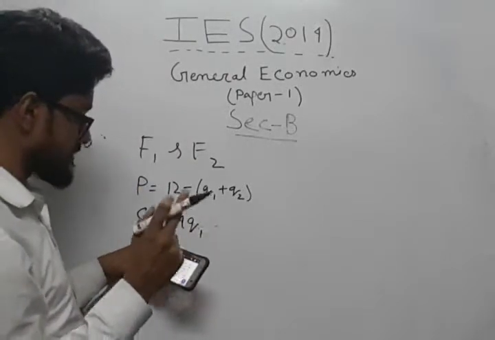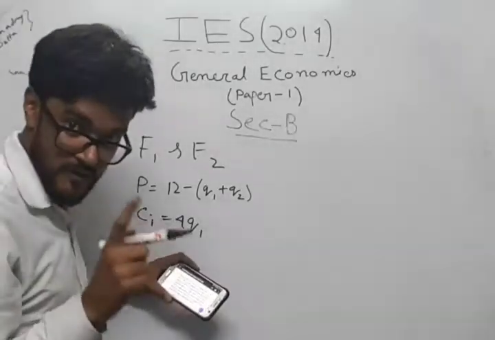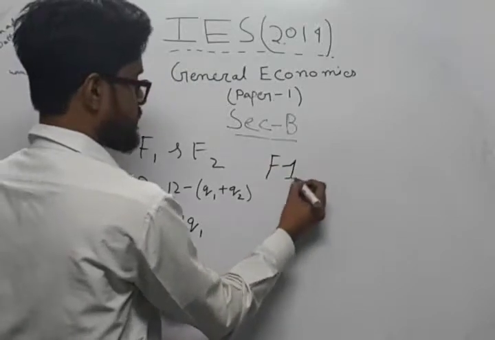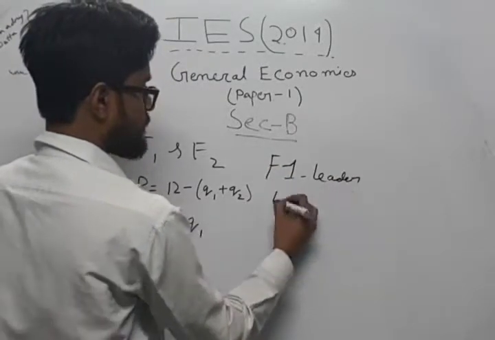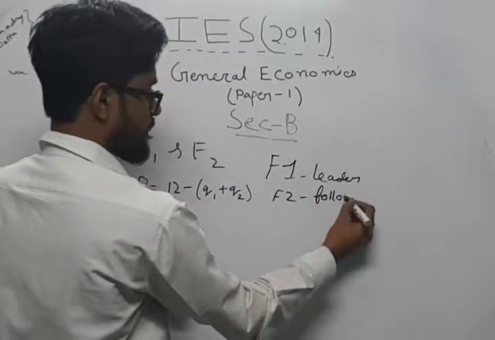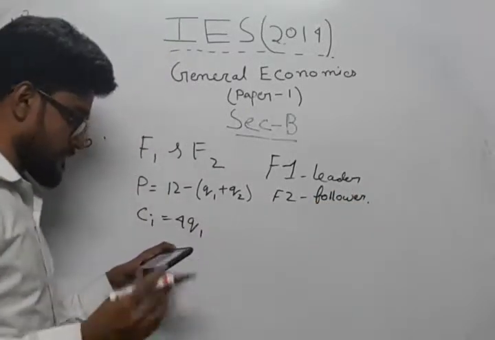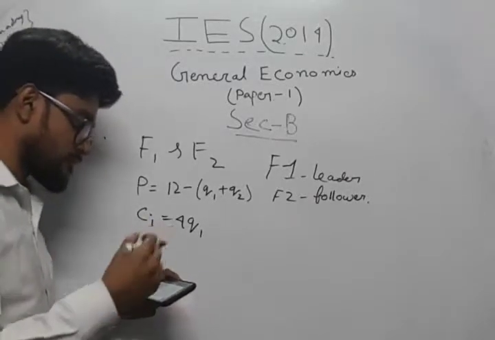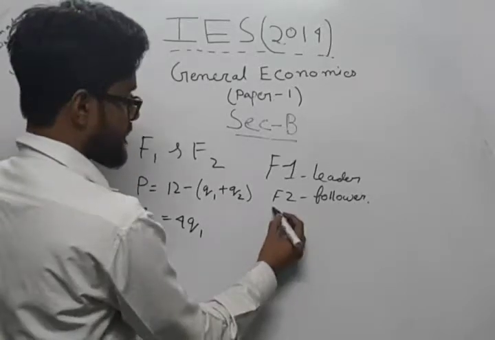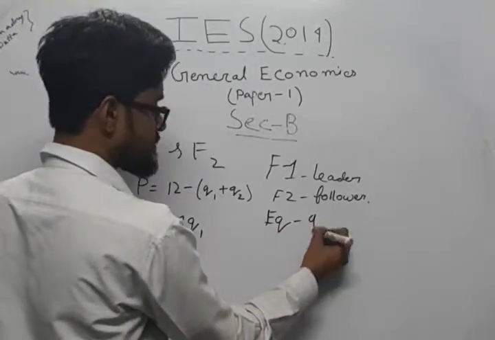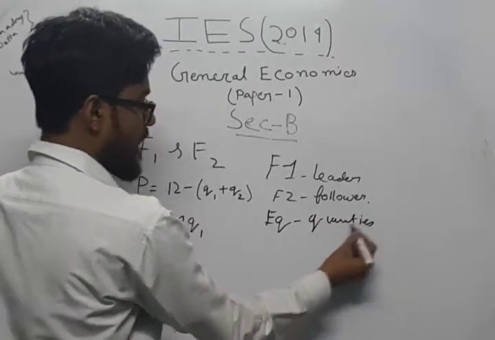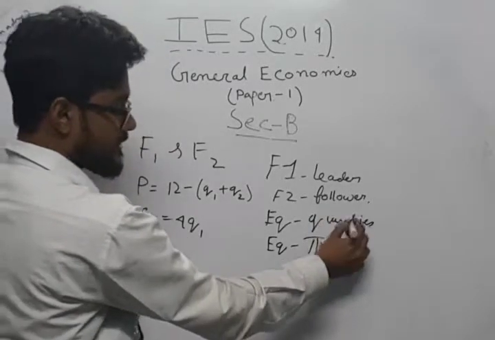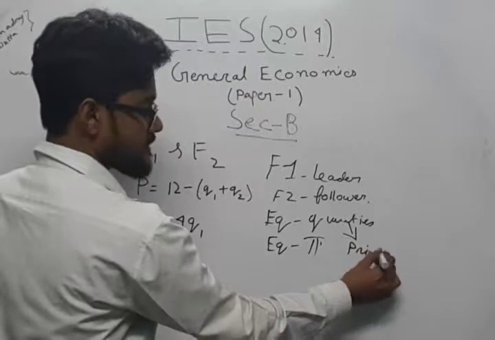If firm 1 acts as a leader and firm 2 as a follower, then what are the quantities that the two firms will produce in equilibrium, and what profits will they earn? So they are asking for the equilibrium level of quantities, and the equilibrium level of profit with respect to these quantities and the respective price.